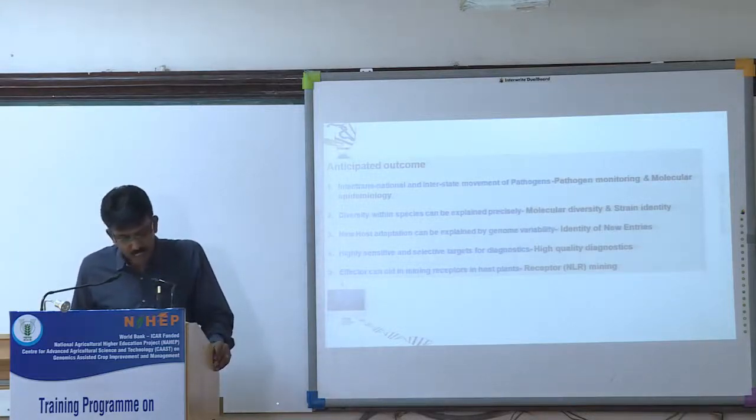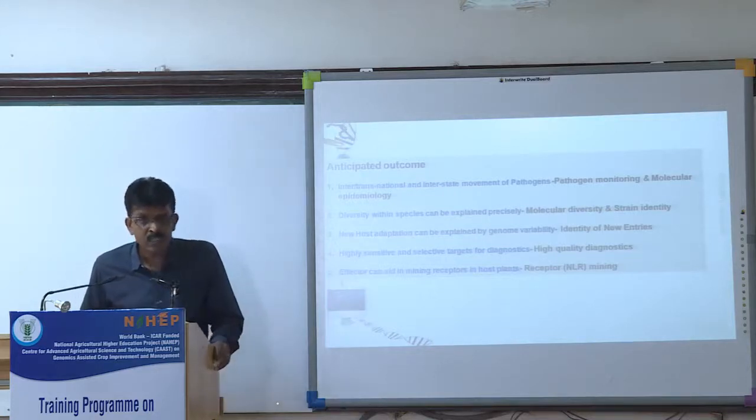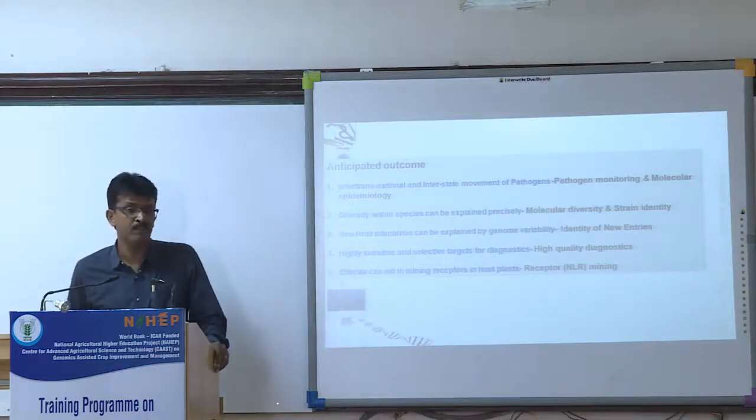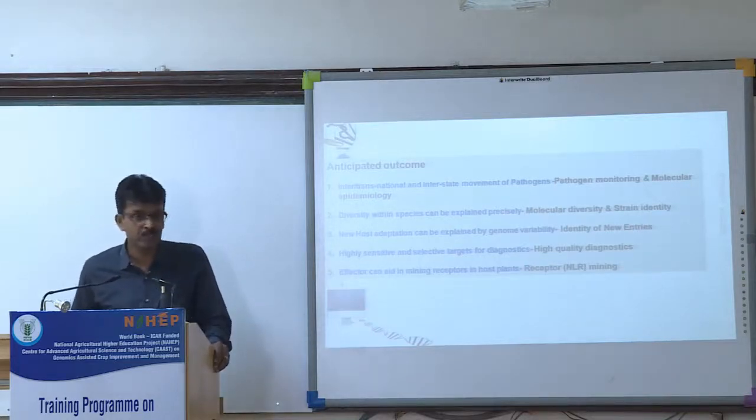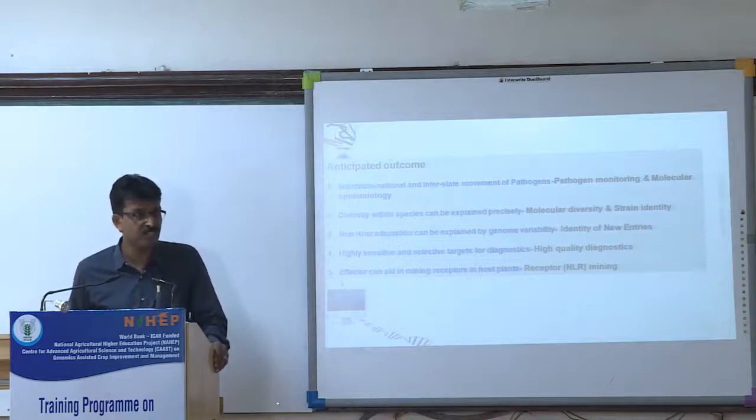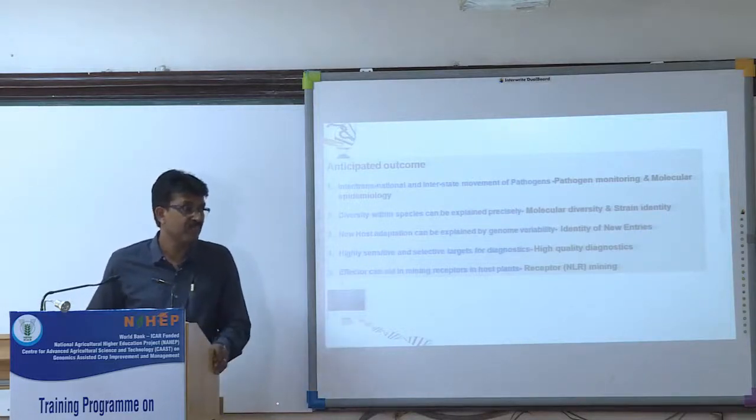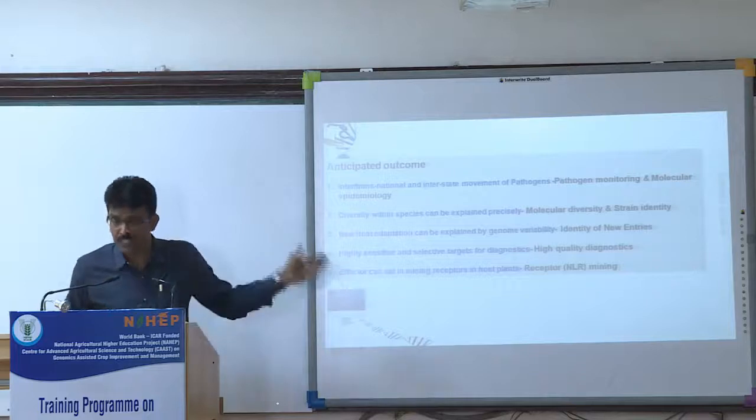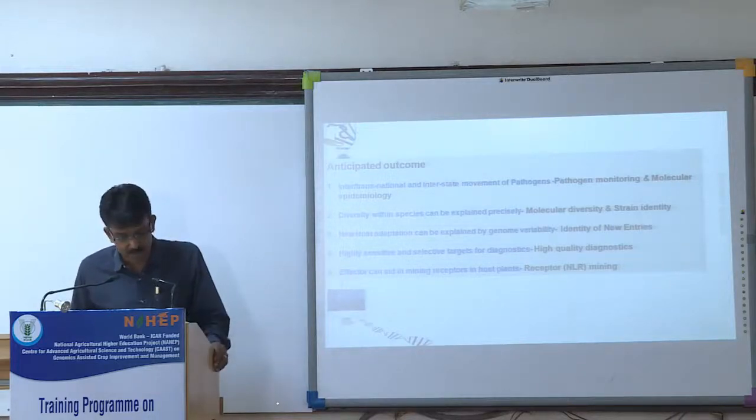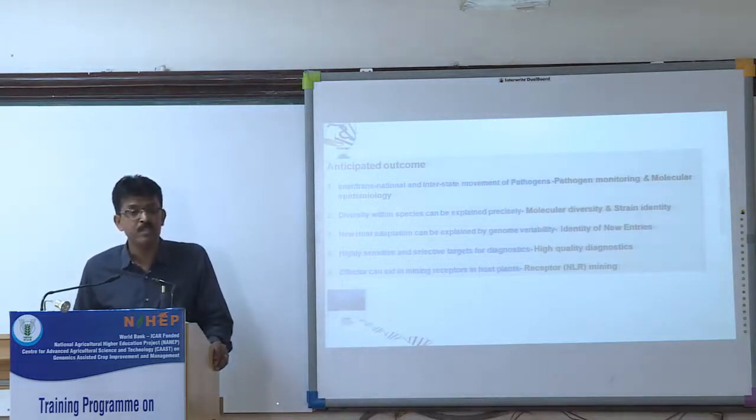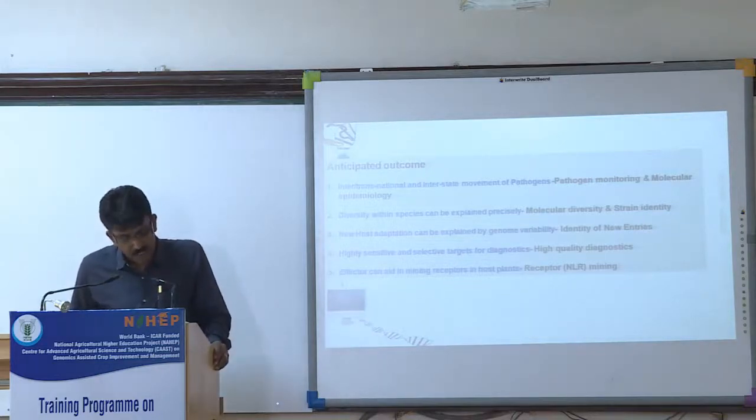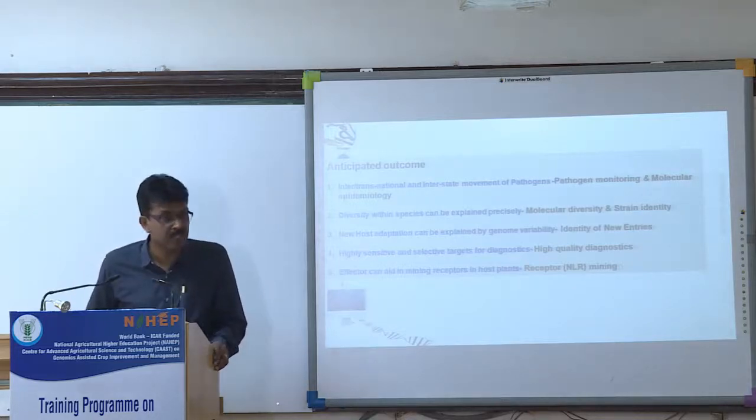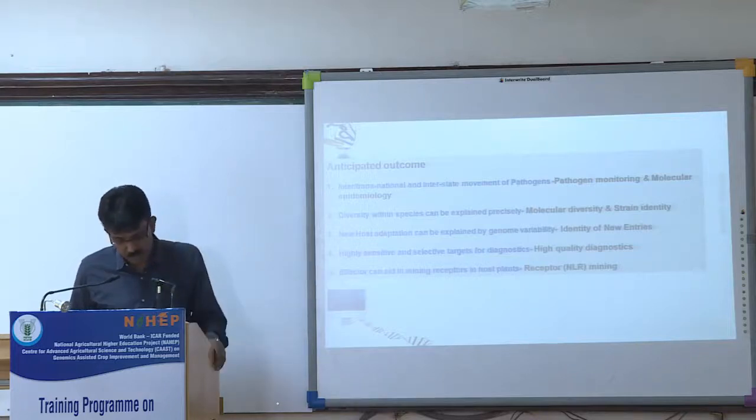And of course, diversity within the species is another big question we always ask, because many times new resistance-containing cultivars are knocked down by new variants. To understand what that variant is and where exactly the mutation is, we need pathogenomic approaches. The diversity within the species can be explained precisely. This is what is called molecular diversity and strain identity. New host adaptation can be explained by genome variability, that is, identification of new entries in the population. Again, it's possible through genome data.